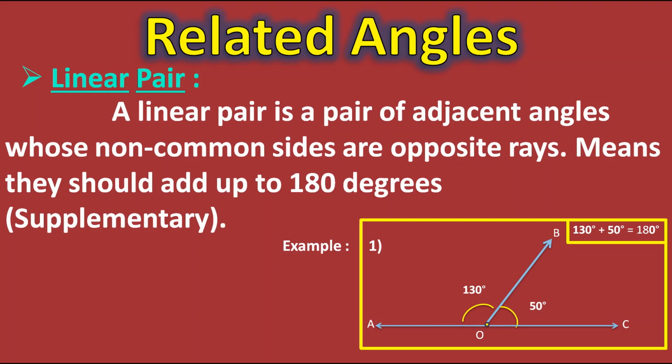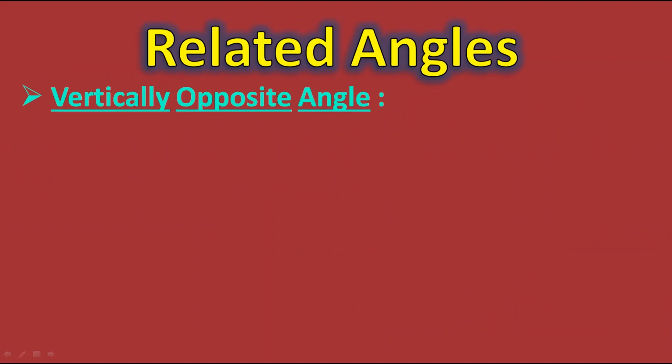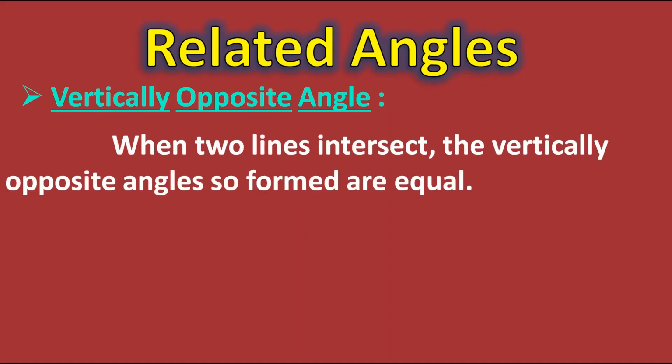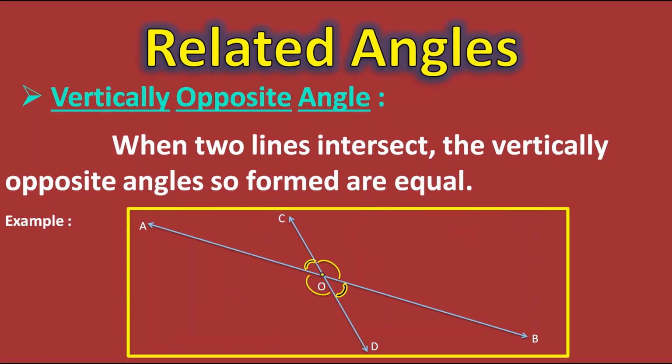Okay. Next comes vertically opposite angles. When two lines intersect, the vertically opposite angles so formed are equal. Let's take an example. Here there are two lines which are intersecting at O, then the vertically opposite angles so formed are equal. Means here now we are getting four angles which are vertically opposite to each other. So these two angles are equal and these two angles must be equal. So such type of relation is called vertically opposite angles.